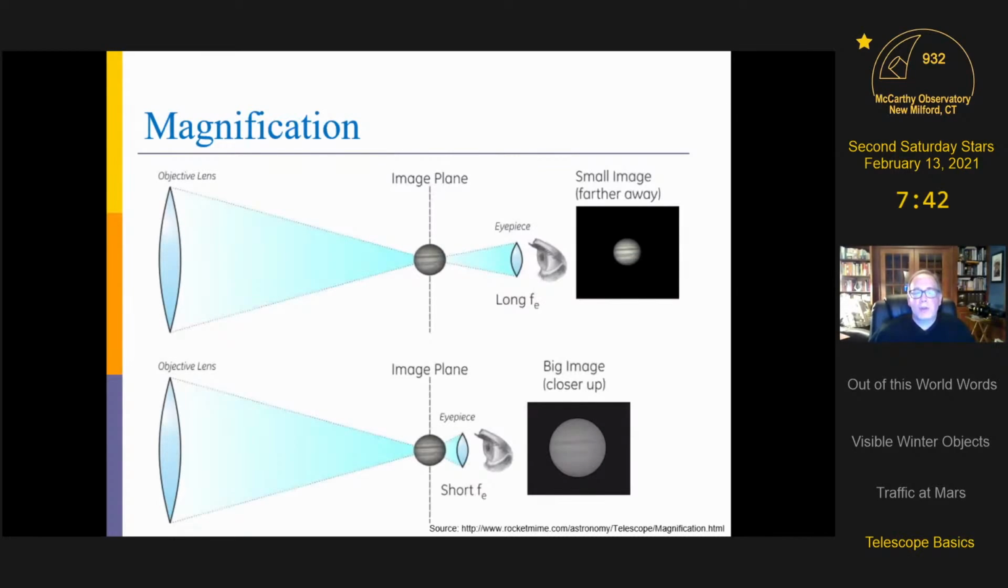But as you do that, you lose quality of the image. Contrast goes away. So it's a dimmer image. So on any night, and those of you who visit the observatory know, we're always changing the eyepieces we use to match the conditions that we have.